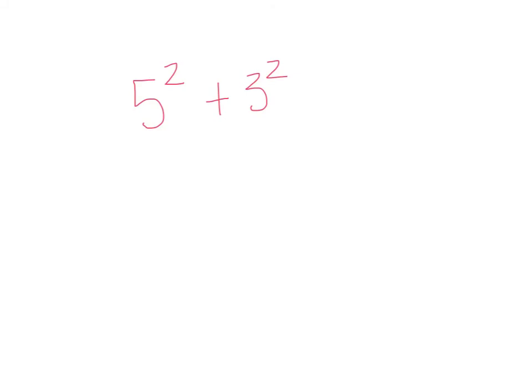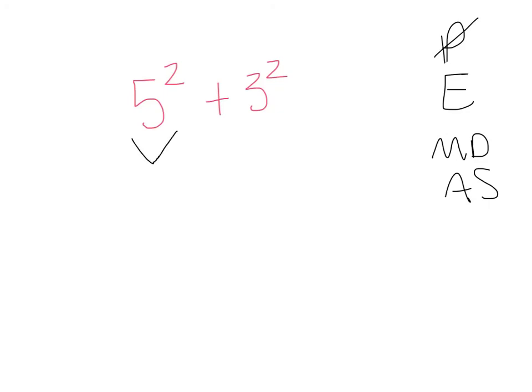Okay, here's another practice with exponents. Cheat sheet off to the side. So, no parentheses. Do I have any exponents? Yes, I do. Shouldn't have crossed that one out. So I'm going to do exponents next. The first thing that I'm going to do is work left to right with my exponents. So I'm going to do 5 squared, and that's 5 times 5, which is 25.